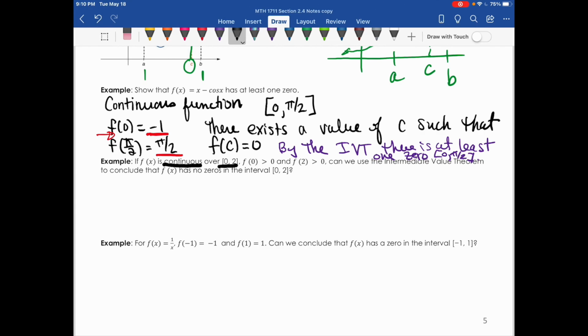If I pick a different value, let's say I pick f of 1, maybe that value is negative. And then by the intermediate value theorem, I could say that there is a 0 between 0 and 1, which lies on the interval from 0 to 2. So we can say this is not true by counterexample.